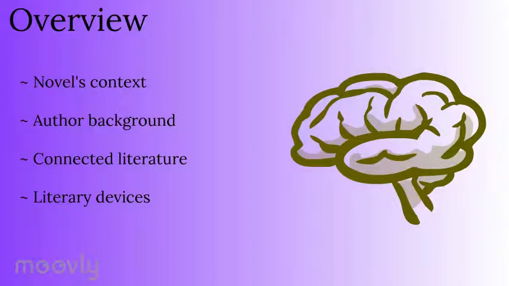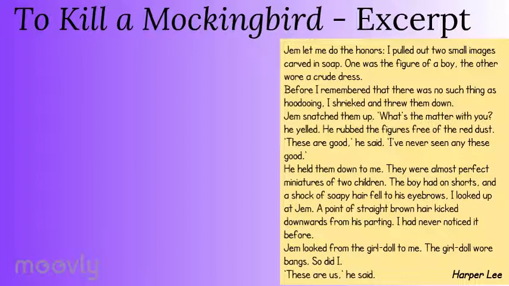We should also know about the author's background. Any connected literature. Is this book something from the Romantic time period? What other books or novels could we connect and infer and interpret from? And finally, we need to have a good knowledge in literary devices, identifying them and knowing what they are. So to complete this 3-level reading guide, we're going to use a passage or excerpt from To Kill a Mockingbird by Harper Lee. So let's have a read of it.